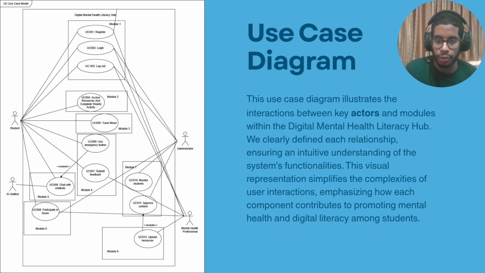Module 4 contains two use cases. The first one is the emergency button, which directs the user to UTM Psycher, and the other one is submit feedback about the system. And then we have the chatbot module, which allows the student to engage with the integrated AI. The AI will provide the user content based on the student's feelings. And then we have forum participation in module 6, which allows the students to post something about mental health in the system. Module 7 is for the administrator to monitor the students and approve the content.